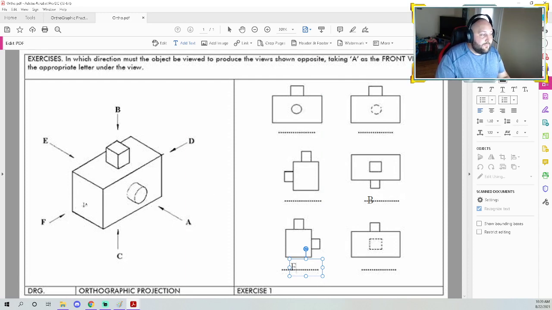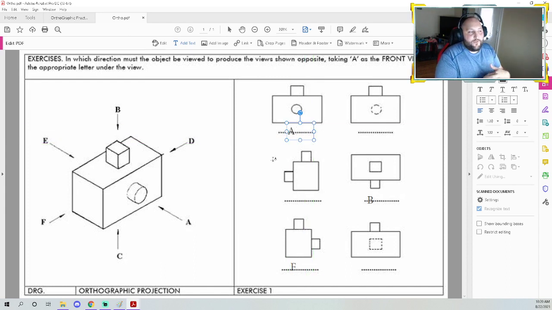And our right view, guys, obviously, right side of the object. So on the right side, as if I were standing at A looking at it, I would see this circle, this big rectangle, and this square. If I'm standing at A looking at it. So I look over here, and this is A.